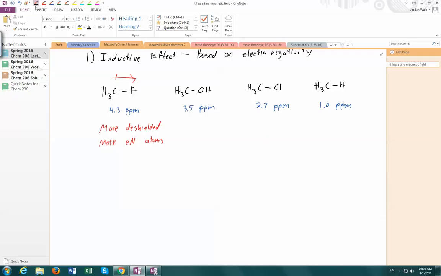All right, so furthermore, the more electronegative atoms we have on there, the more de-shielding takes place. And so we can have, let's say, chloroform, and we could have dichloromethane with its 2, and then we could have just chloromethane.